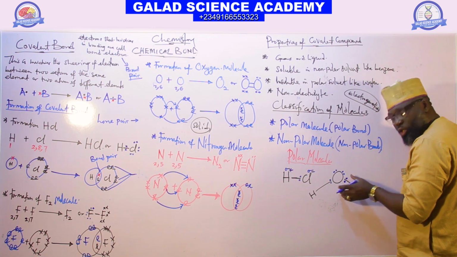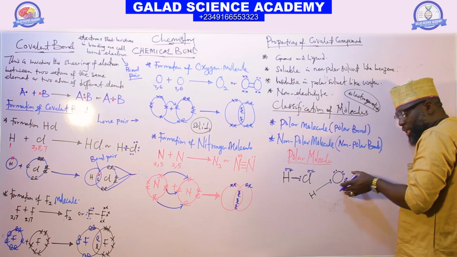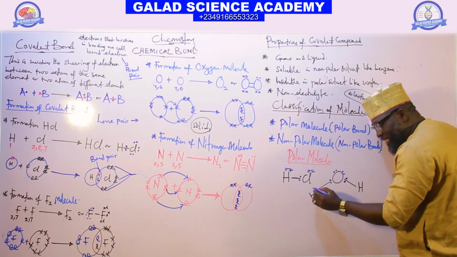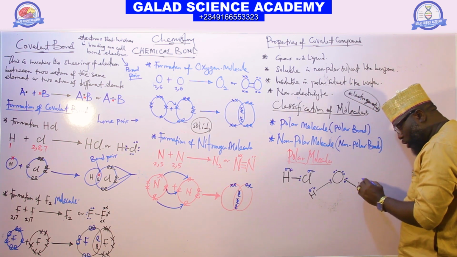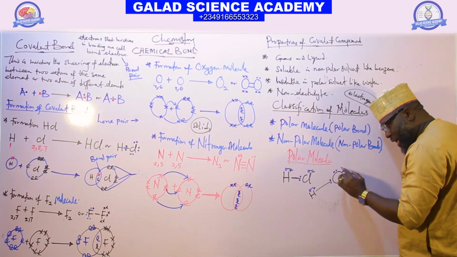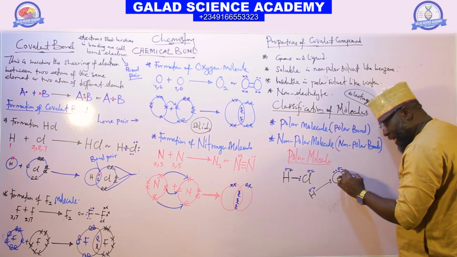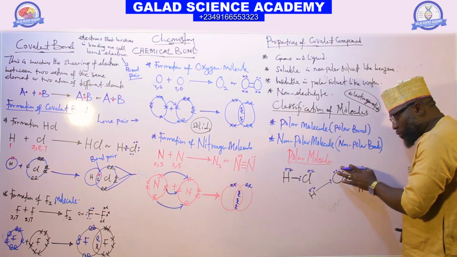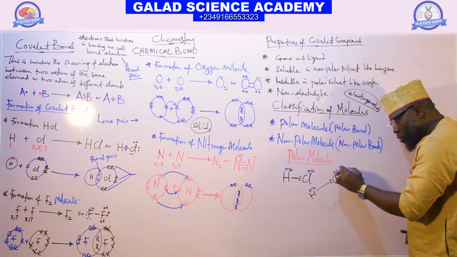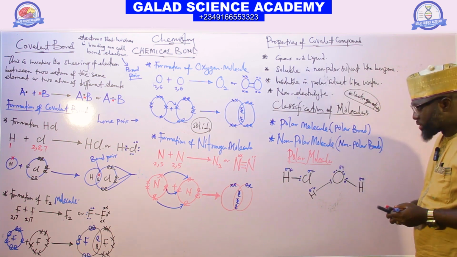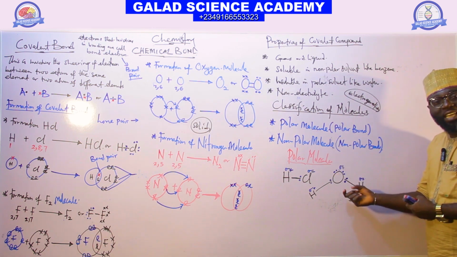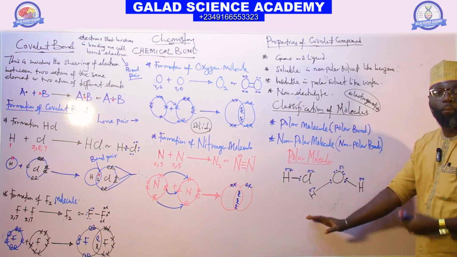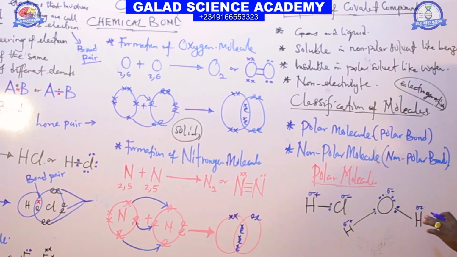In other words, the electron will shift to this side. As a result of that, this hydrogen will become partial positive because it loses electron. This one will also become partial positive. And this oxygen here will become partial negative, because it has the ability to attract electron to itself. You can now see that this water has charge. That's why water is also called a polar molecule.